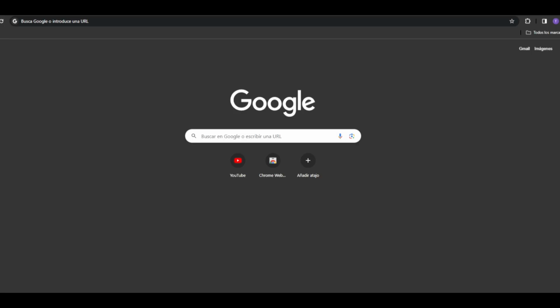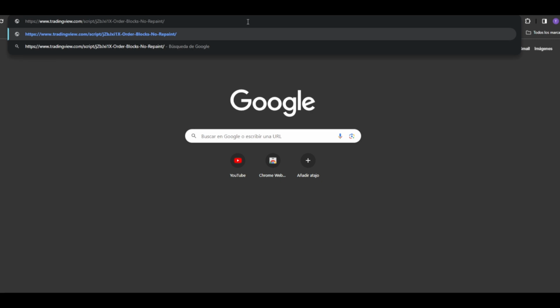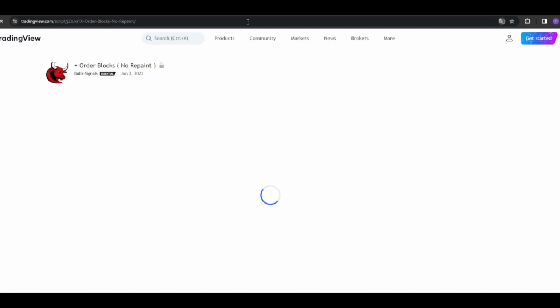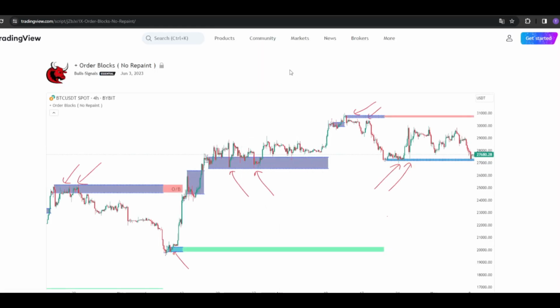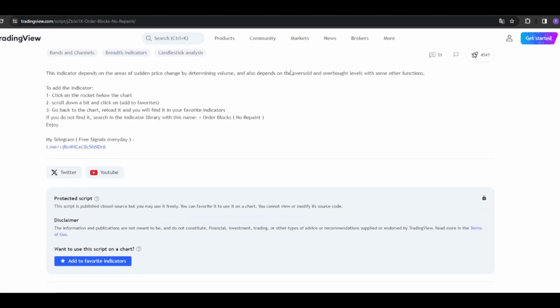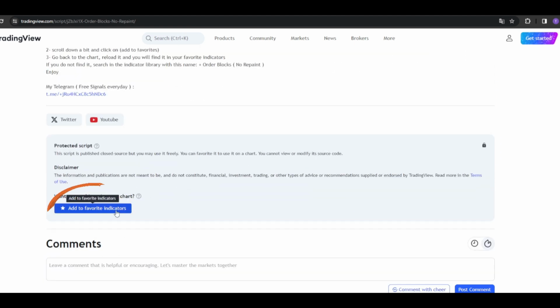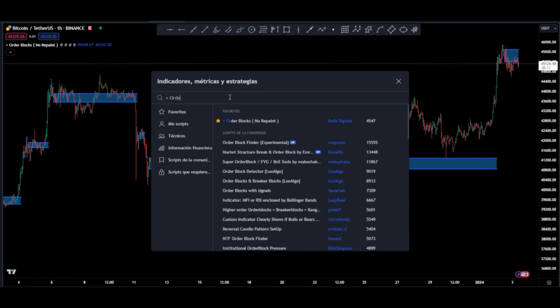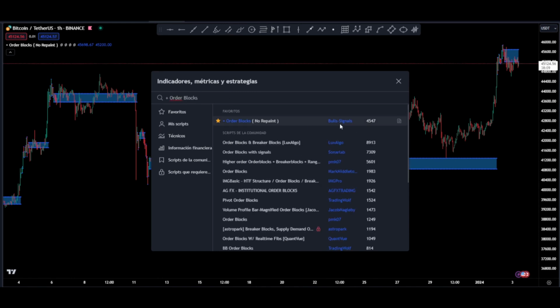Well, to get this indicator, copy the link below the video, paste it into your browser, and when this page opens, scroll down a bit until you reach this button and click on it to add it to your favorites list. Now go back to your chart, open the indicators box, and in the search field type plus order blocks, and the indicator will appear here. You can also find it without searching in the favorite section.